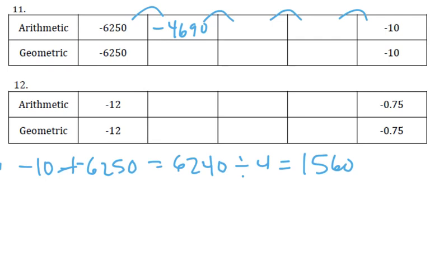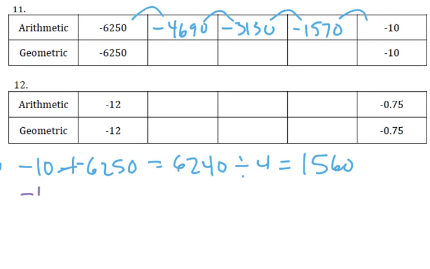Oops, dang it. Negative 4690 plus 1560 is negative 3130 plus 1650. Oh my goodness, 1560. Having an issue with my calculation. 1570. One more time, negative 10.